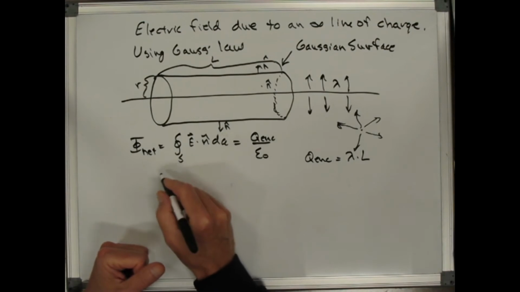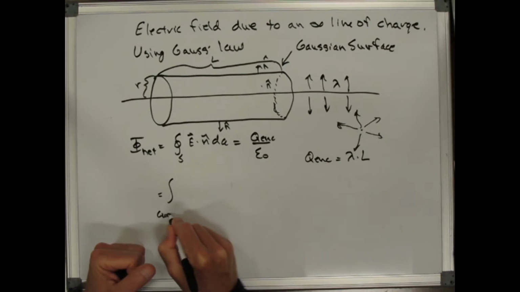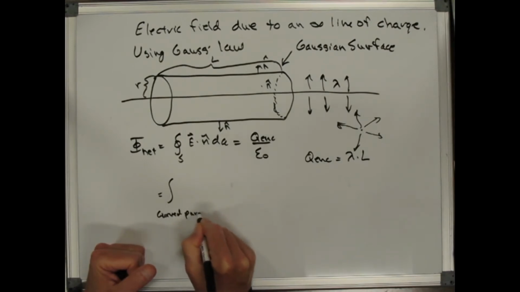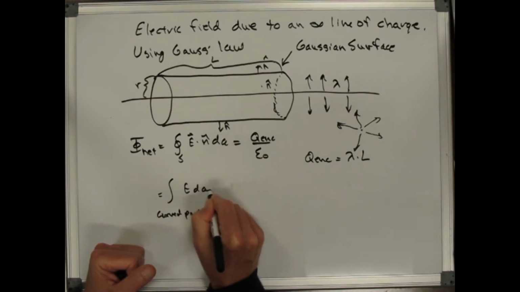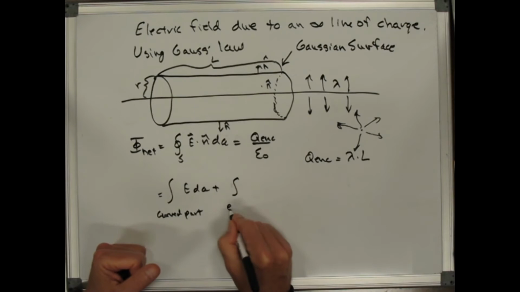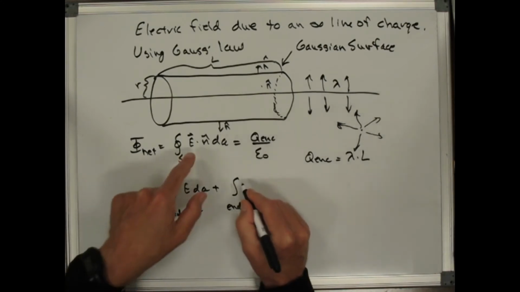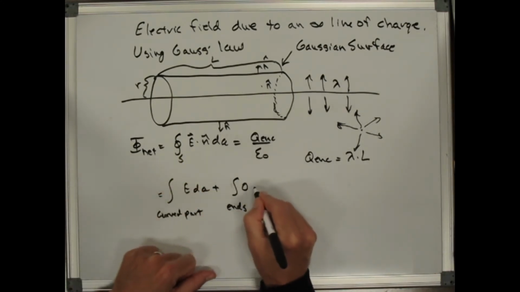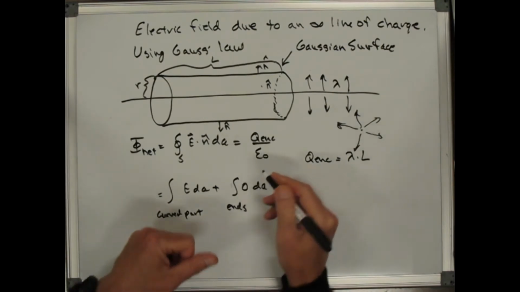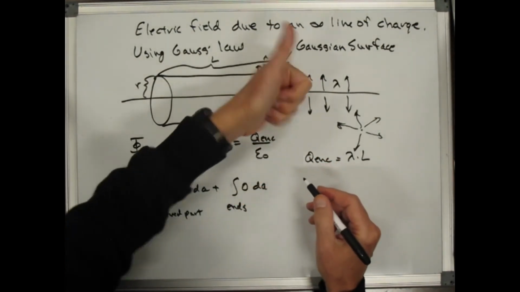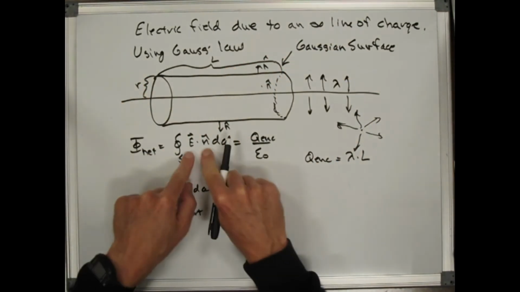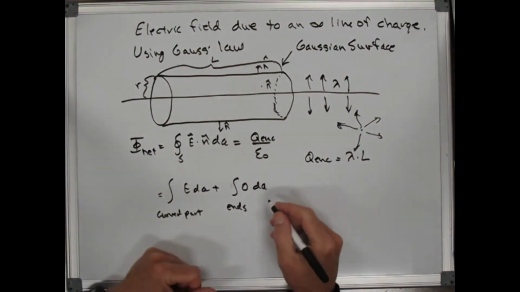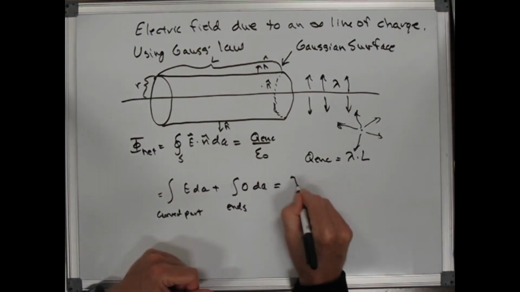I can say the net flux is equal to the integral around the curved part, and that's just E times dA, plus the integral around the ends, and that's just E dot n hat, which is zero, right? Because the electric field points this way, or that way, but the normal on the ends points out, and so the dot product of them is zero, right? And so that's equal to Q enclosed, that's equal to lambda times L.